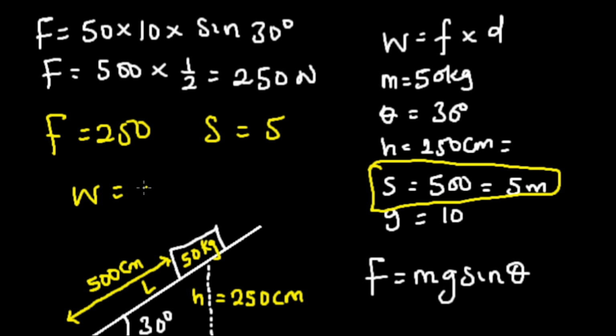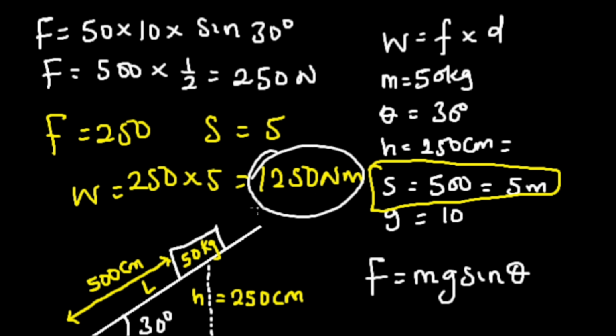So what is our work done? Very simple, right? So my work done will now be 250 times 5, right? So 250 times 5 would be 1250 Newton meters. Okay, so yes, that's how to solve that particular problem.